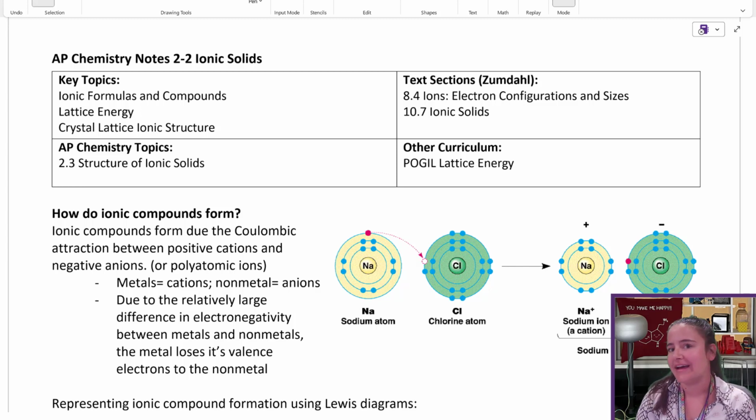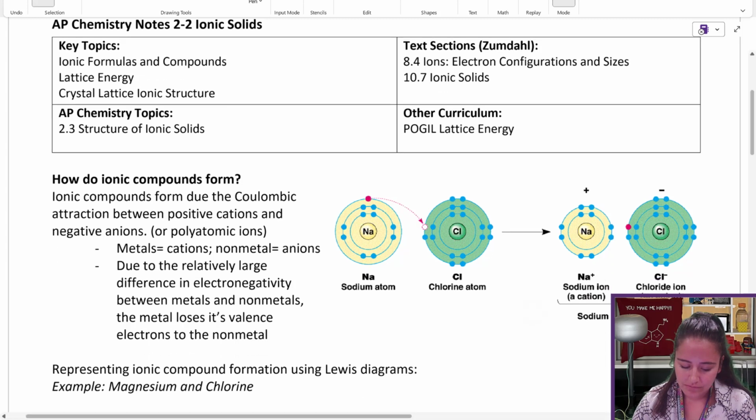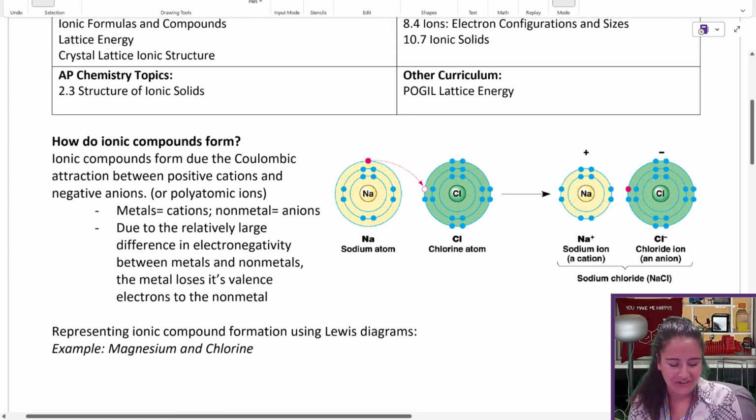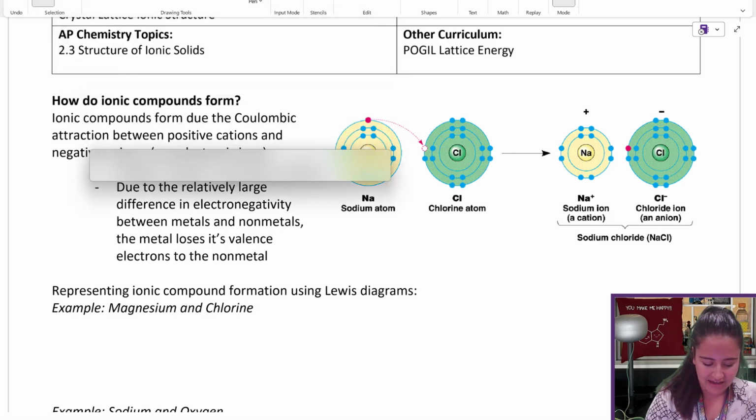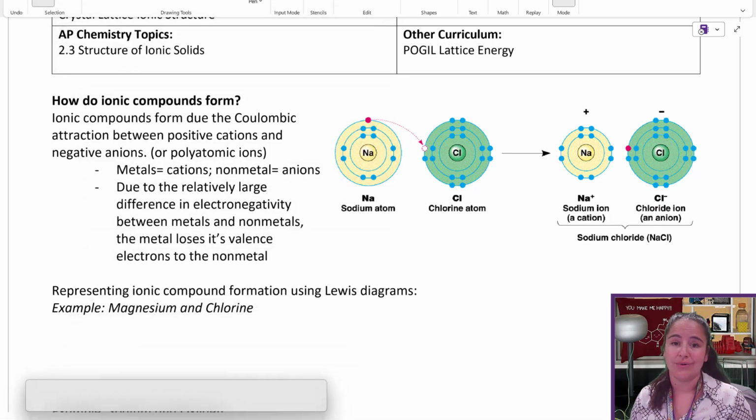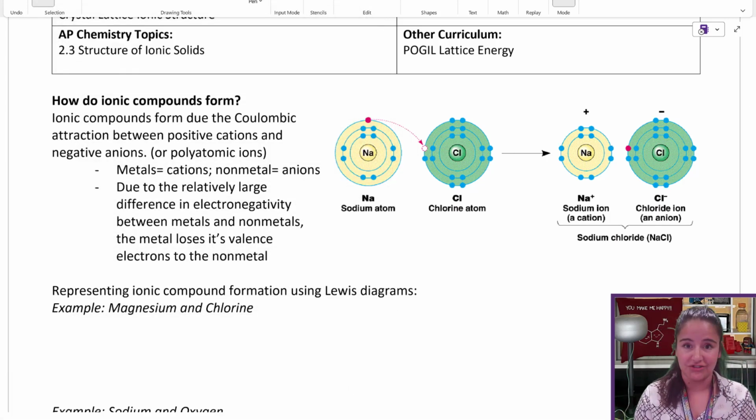We're going to be talking about how ionic compounds form and some of their properties. So, how do ionic compounds form? Well, obviously, like everything in chemistry, it's all based on Coulomb's law and the fact that opposite charges attract and same charges repel. Coulomb's law.